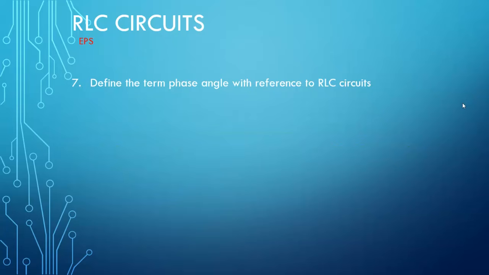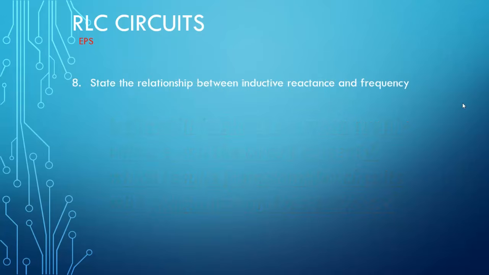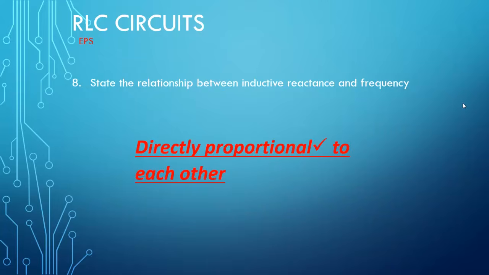Define the term phase angle with reference to RLC circuits. It is the shift in phase between supply voltage and the circuit current, which results from complex circuits with reactances and resistances. State the relationship between inductive reactance and frequency. Directly proportional to each other.